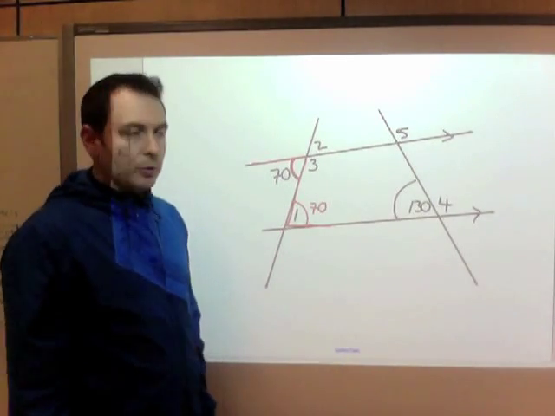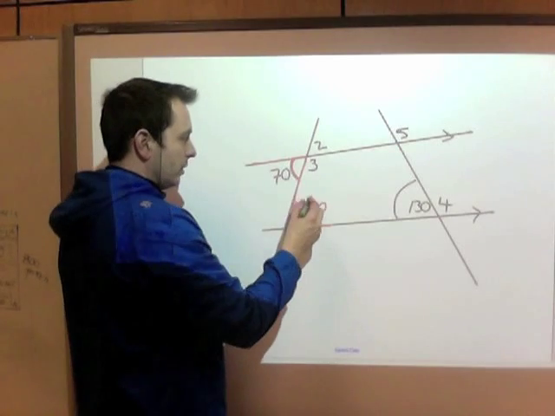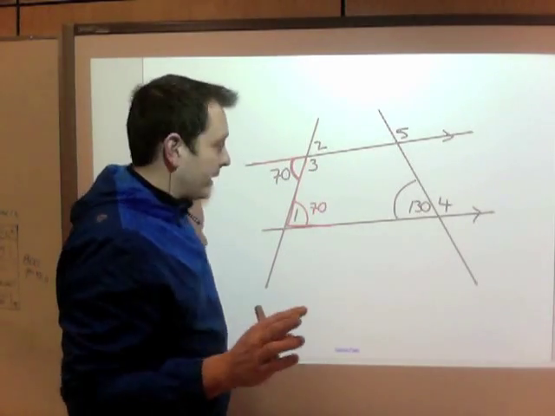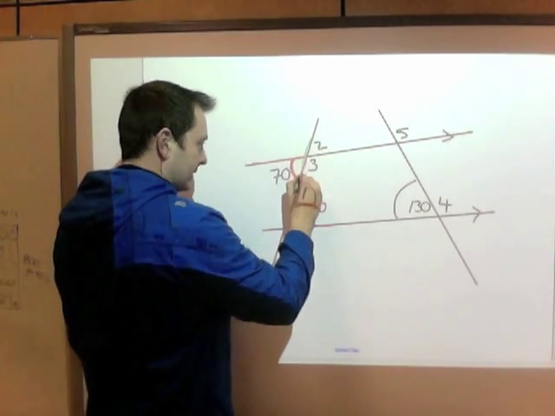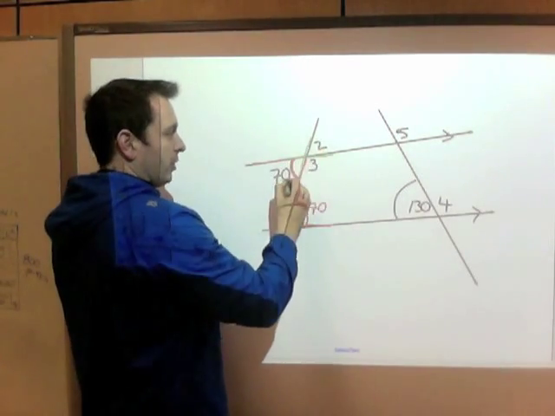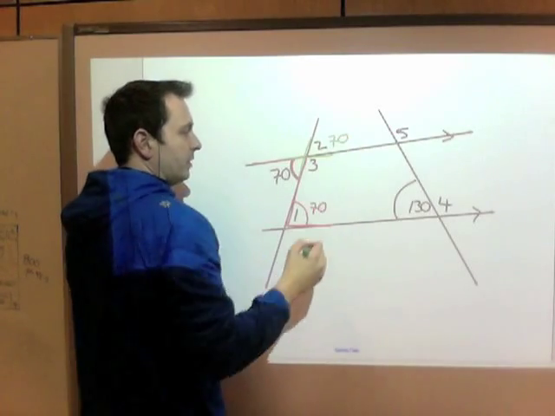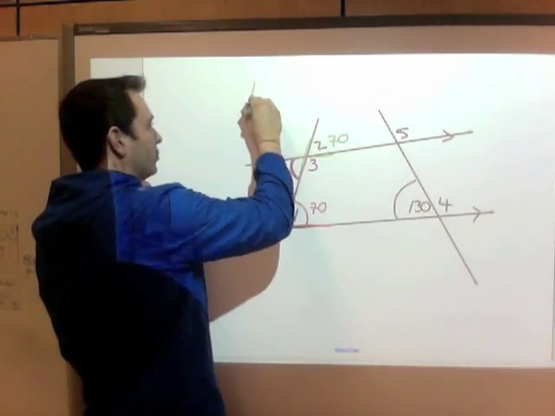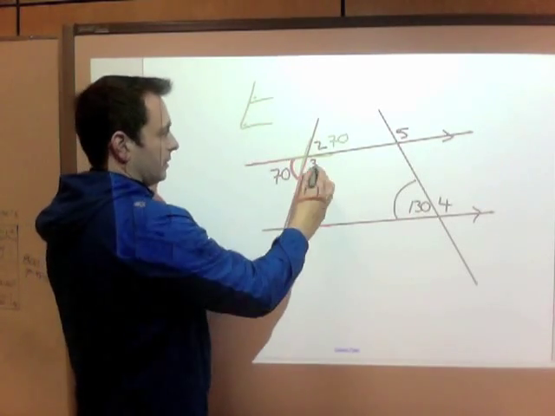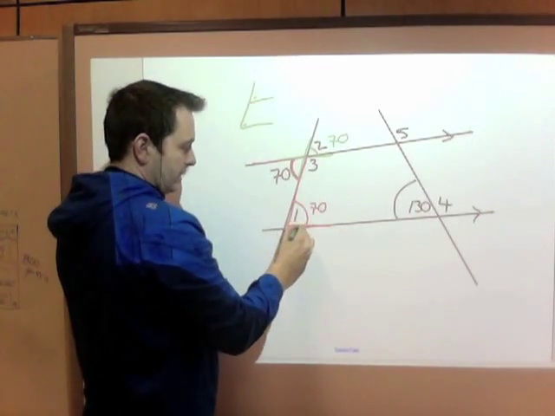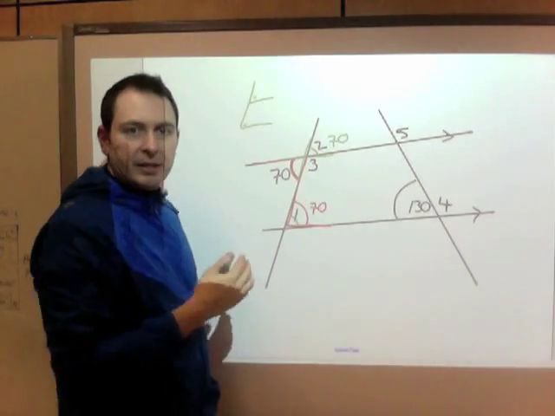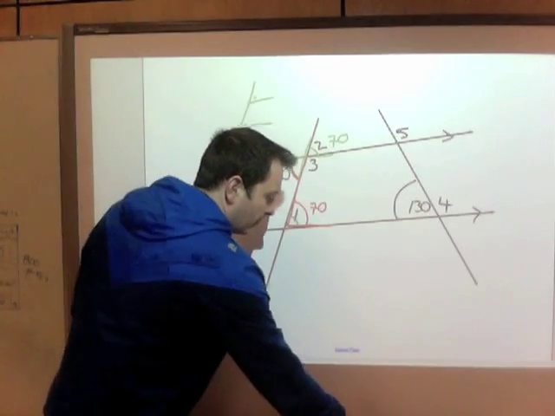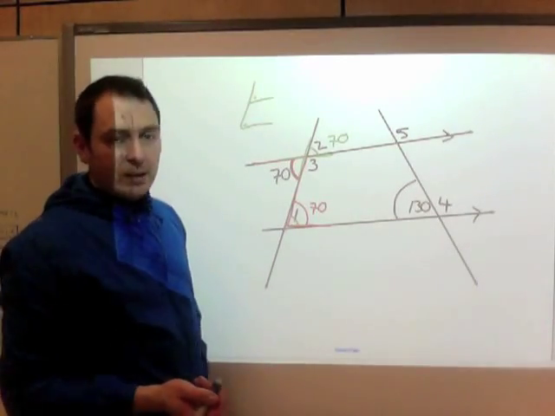Now angle 2. I can find it's 70 two different ways. One, see this X? Vertically opposite makes this 70. And also, an upside down F, I'll just show it here, this one and this one, 70 and 70. They're corresponding.